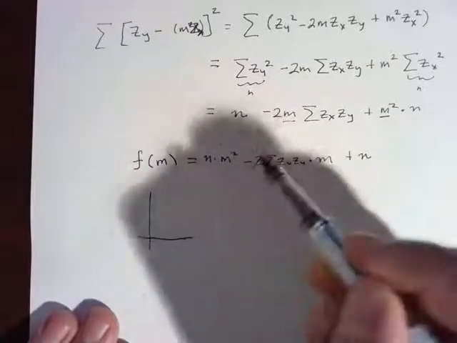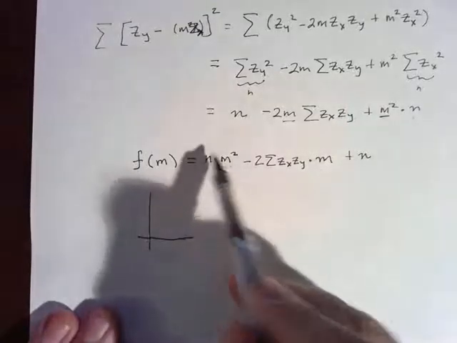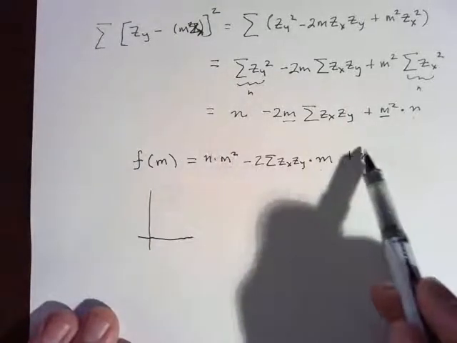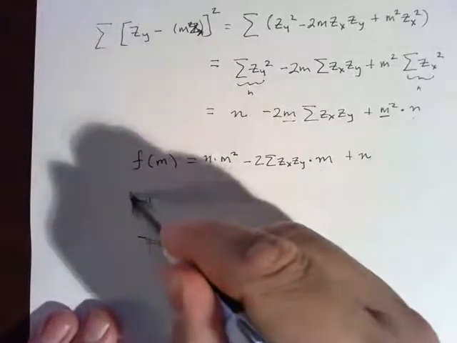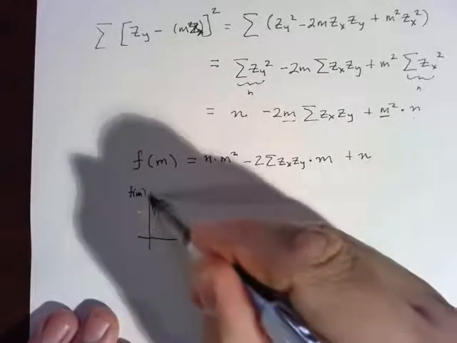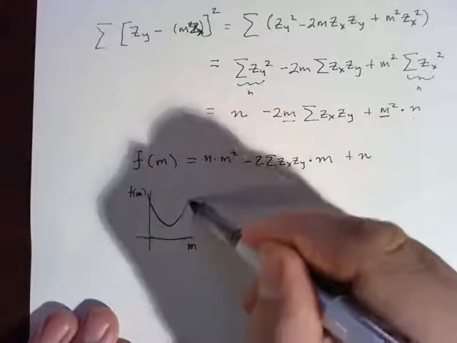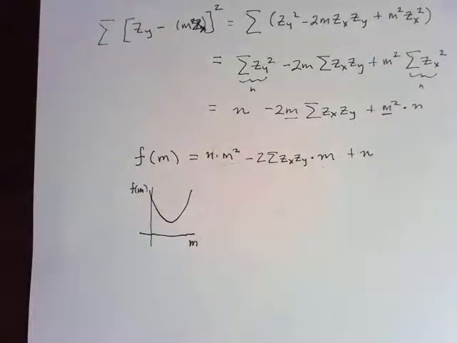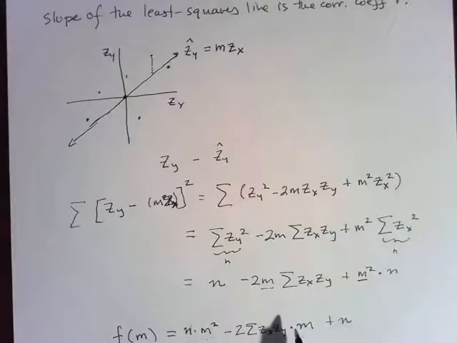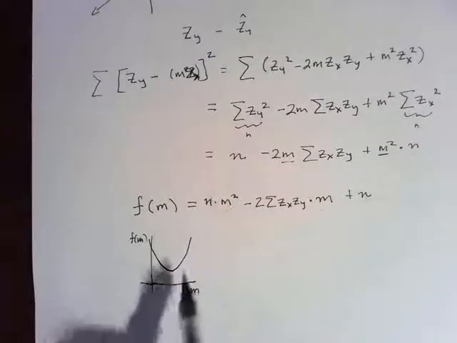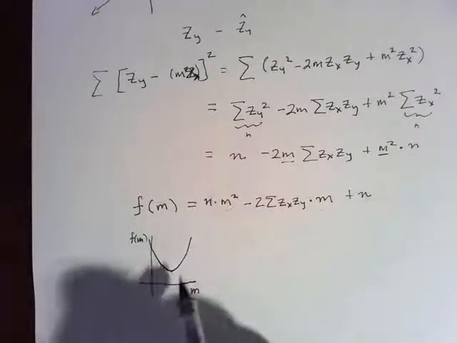So if I were to plot this, this is just some number, this is just some number, that's some number. If I was to plot this as a function of m, I would get an upward opening parabola. And remember my goal here is to minimize this sum. But we know for a parabola, the minimum value is going to be down here at its vertex.